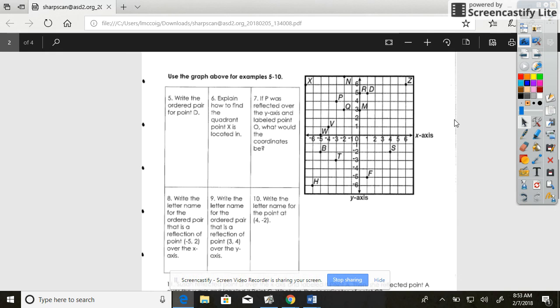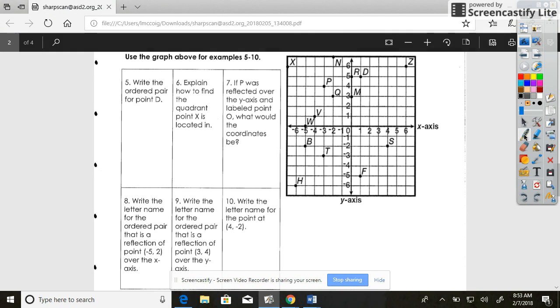Moving on. You can zoom in a little bit now. Number 5, write the ordered pair for point D. Here's point D. We had to go over 1 and up 5 to get to D. Explain how to find the quadrant point X is located in. Here's X, and we know this quadrant is quadrant 2 because it's to the left and it's up, and that's quadrant 2.